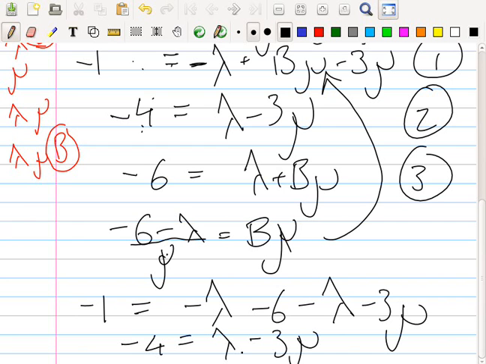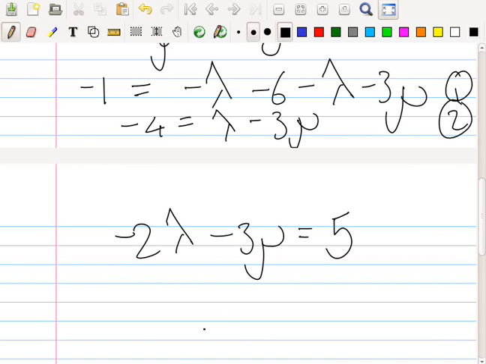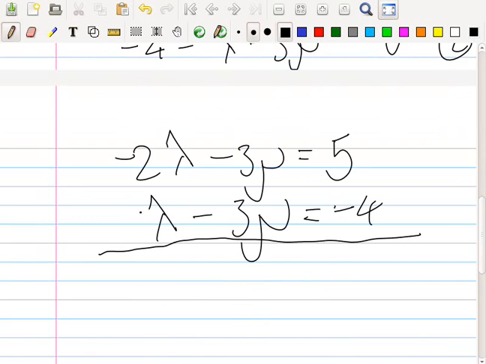Now what are we left with? How many equations? We've simplified this down into 2 equations with just 2 unknowns. So if I just go, don't worry, I'll scroll back up. Just cleaning this up, how many lambdas? Minus 2 lambda minus 3 mu equal to, what number? 5, if I take the 6 over. And then in the other one, I get lambda minus 3 mu equal to, come on please, are we awake? Minus 4. Now if I want to cancel, I'll subtract.